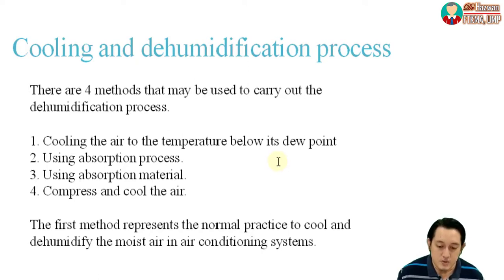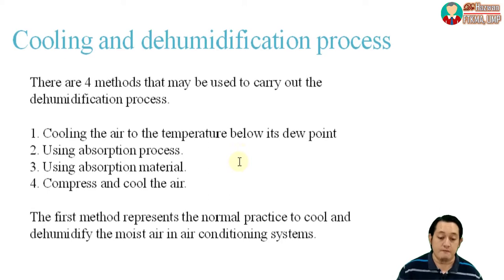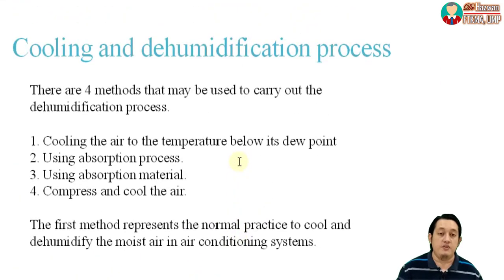Okay, so number two is using absorption process, number three, using absorption material, and number four, compress and cool the air. So these are the four methods that we use. The first method here represents the normal practice to cool and dehumidify the moist air in an air conditioning system, just like what I mentioned. Dehumidification means that we want to take out the moisture.